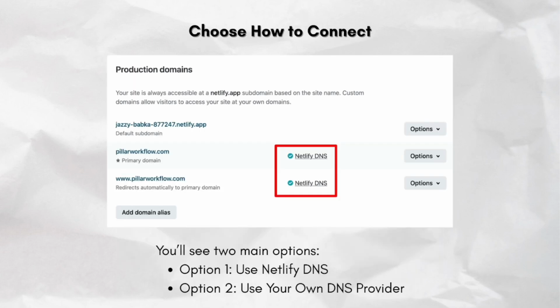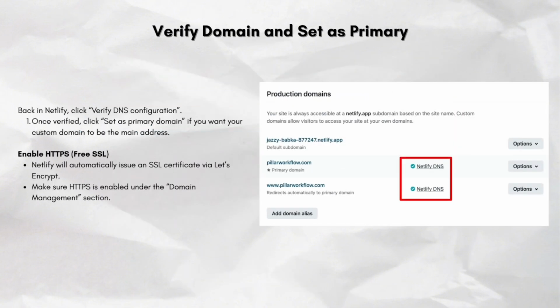Next is to choose how to connect. You will have two main options. Option number one is to use Netlify DNS. Option number two is to use your own DNS provider. So you have to choose how you want to connect it. It depends on you. And the very next step is to verify the domain and set it as primary.